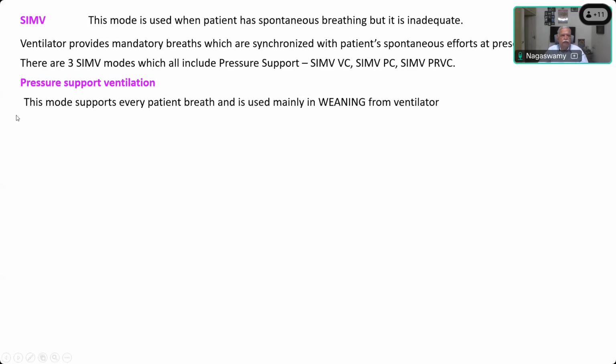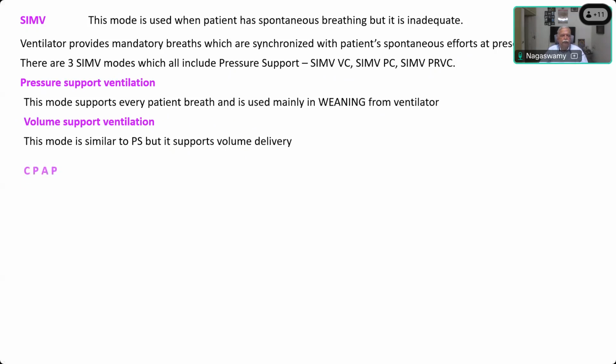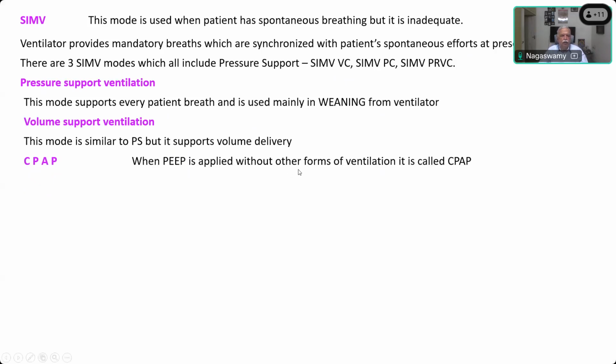Now coming to pressure support ventilation, this mode supports every patient breath and is used mainly in weaning from the ventilator. And volume support ventilation is similar to pressure support, but it supports more volume delivery than the pressure required to complete the respiration. Now CPAP: when PEEP is applied without other forms of ventilation, it is called CPAP.